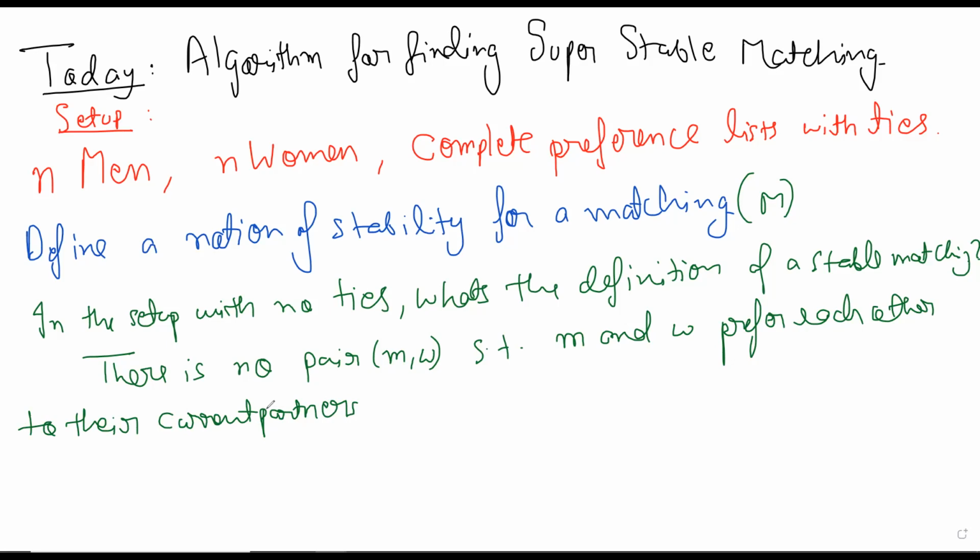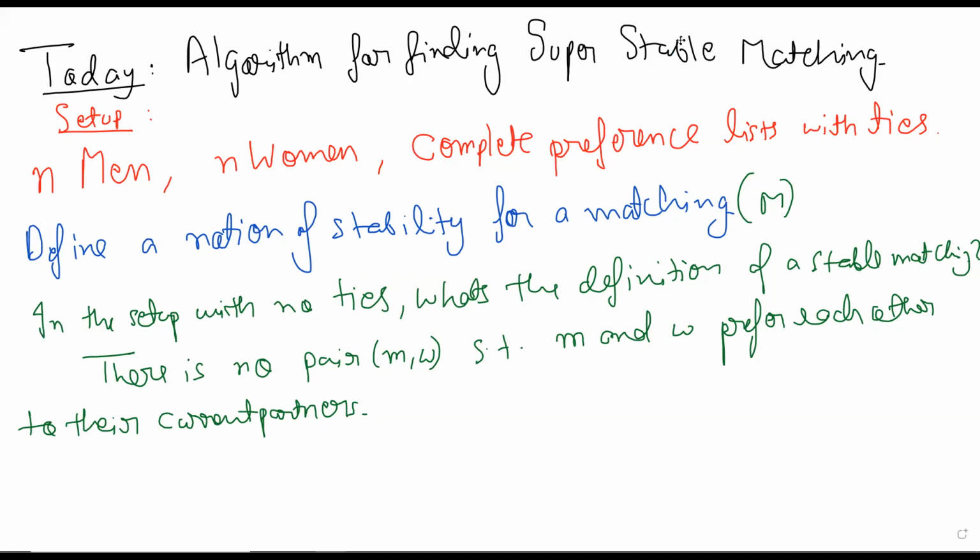So in a matching M, we shouldn't have a pair M comma W where M and W prefer each other to their current partner. So this all of us know, right? This kind of pair should not be present in a matching. Then we call that matching stable. Now, obviously, all of us know this, if you have seen the first matching problems.